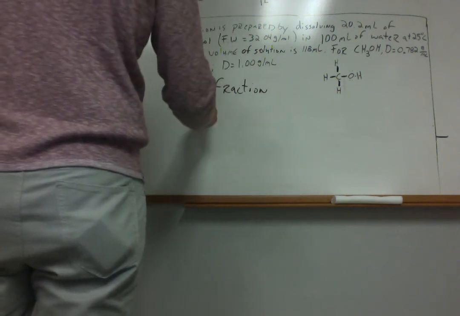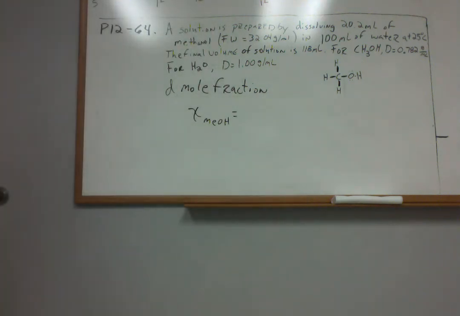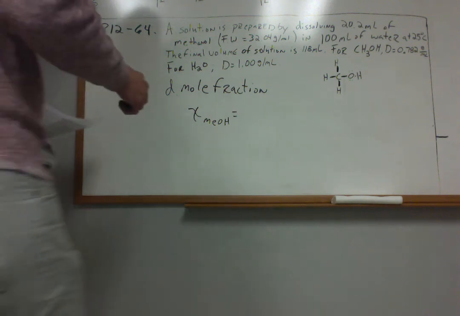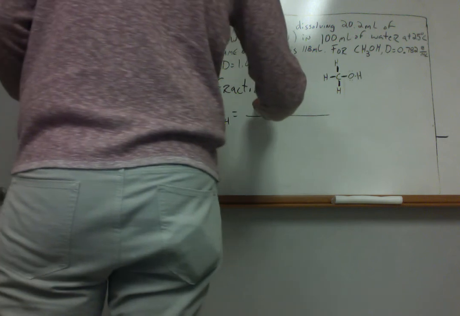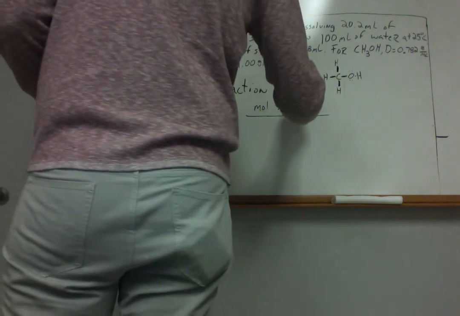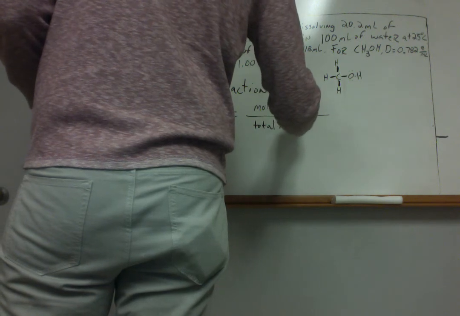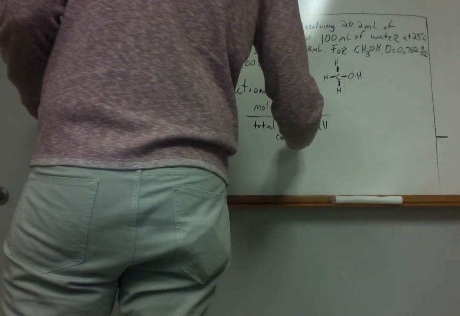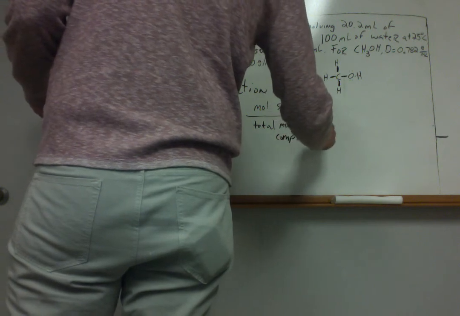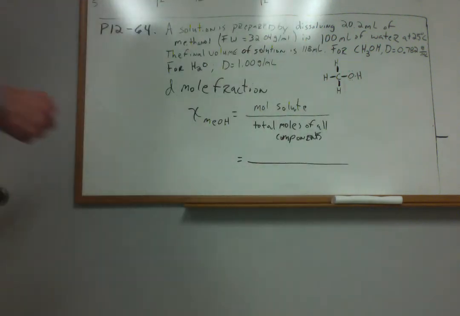Mole fraction of the methanol. So again, we need to start with an equation so that we can fill in the variables as needed. If you think about the definition for mole fraction, it's essentially equivalent to the moles of the solute, in this case that's the methanol, divided by the total number of moles of all components. All components, okay?